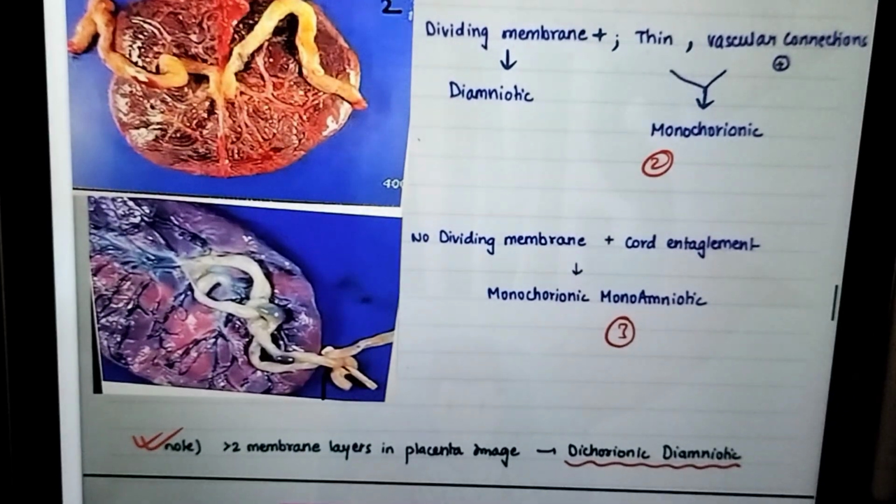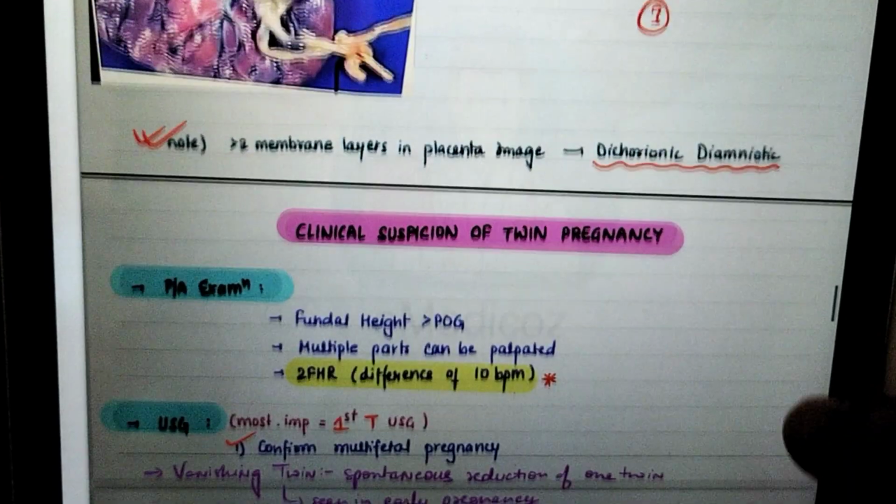In the third image, there is no dividing membrane and there is cord entanglement in C, so it is monochorionic monoamniotic. Please note that if there are more than two membrane layers in the placenta image, it will be dichorionic diamniotic.